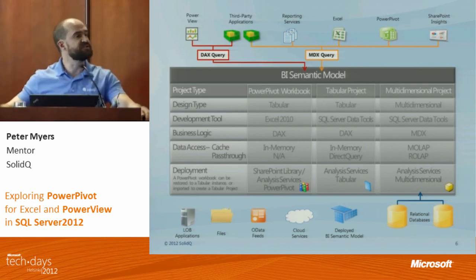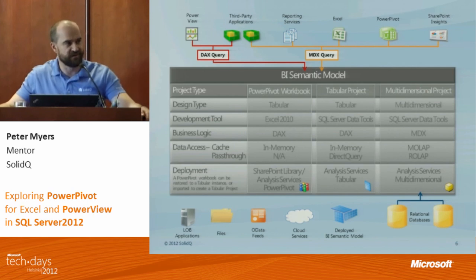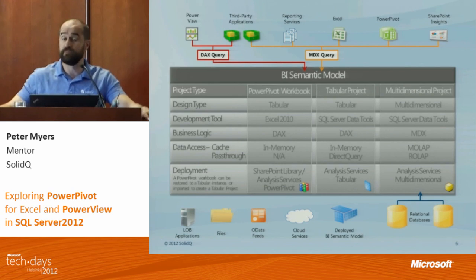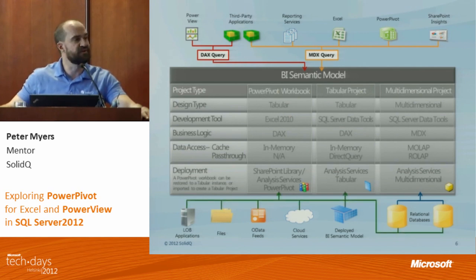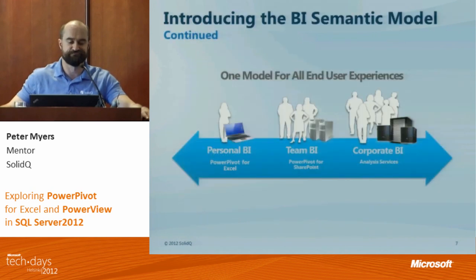The great news for tabular is that we have flexibility. You can bring in data from relational, multidimensional. You can bring it in from OData feeds, including Reporting Services reports. You can bring it in from files like CSV or Excel. All right, and that completes the story of what is the BI semantic model.